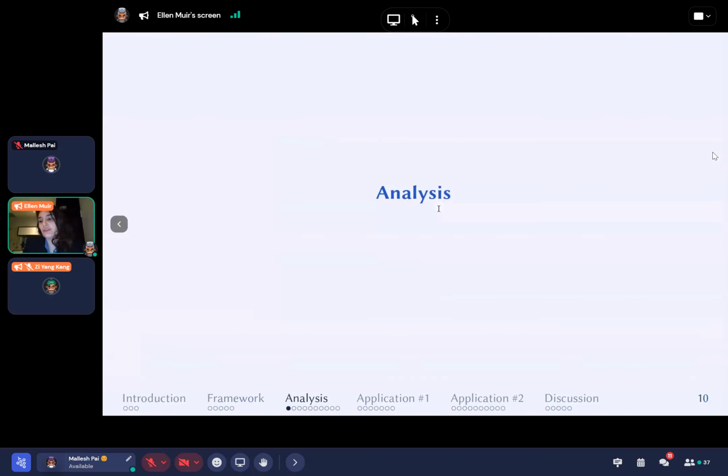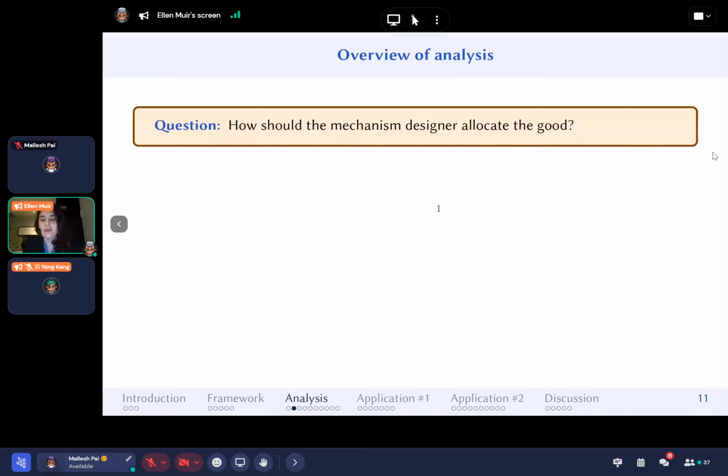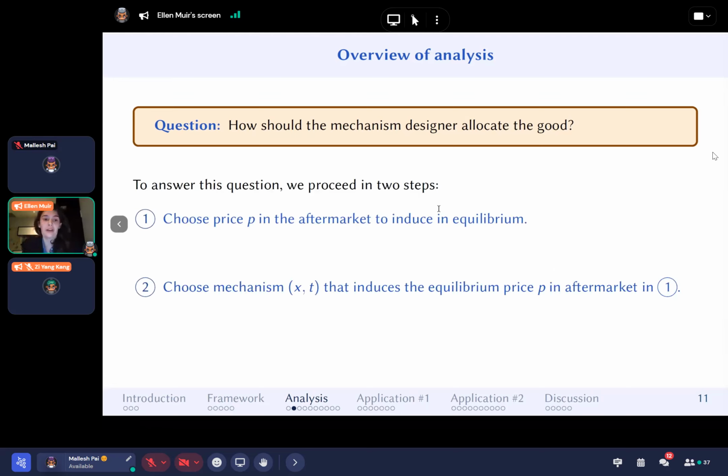So moving on to the analysis. And as I said, what the analysis is going to involve is successively massaging the problem until we get to a problem that we end up being able to solve using relatively standard tools. Okay, so now a big picture question is, how should the designer allocate the good? And this is in the design market, or the primary or initial market. And to answer this question, we're going to proceed in two steps.